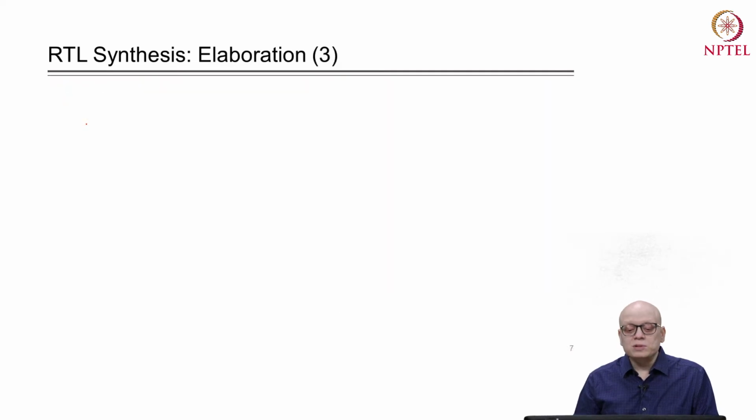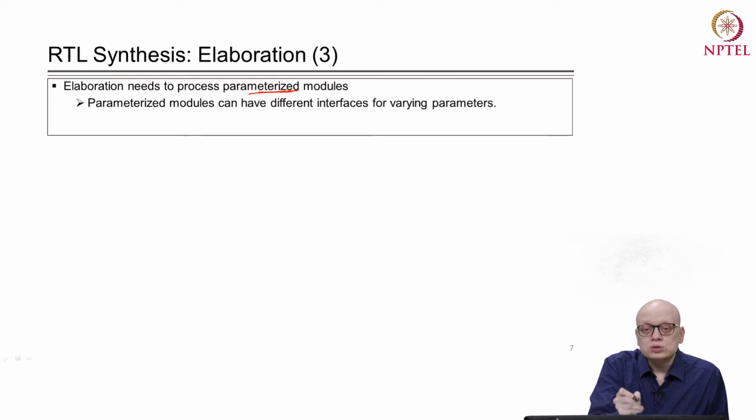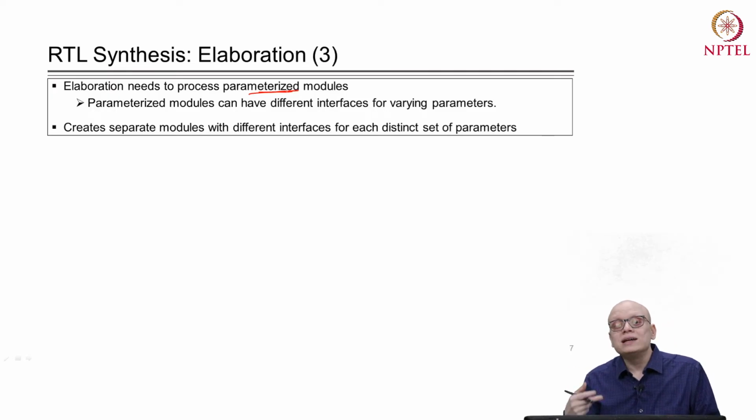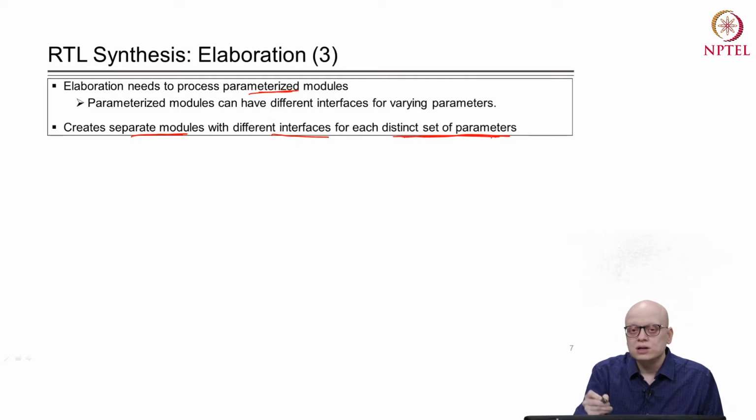Okay. Another responsibility of elaboration is that it processes parameterized modules. In earlier lectures we discussed that Verilog supports parameterized modules, meaning that we can have parameters in our module, and based on the value of the parameter, the module can have different interfaces. For example, the width of a bus or a port can change based on the parameter, and the parameter's value can be different in different instances. So, in that case, the RTL synthesis tool will typically create separate modules with different interfaces for each distinct set of parameters. Now, what does it mean? Let us look into an example and then we will understand.